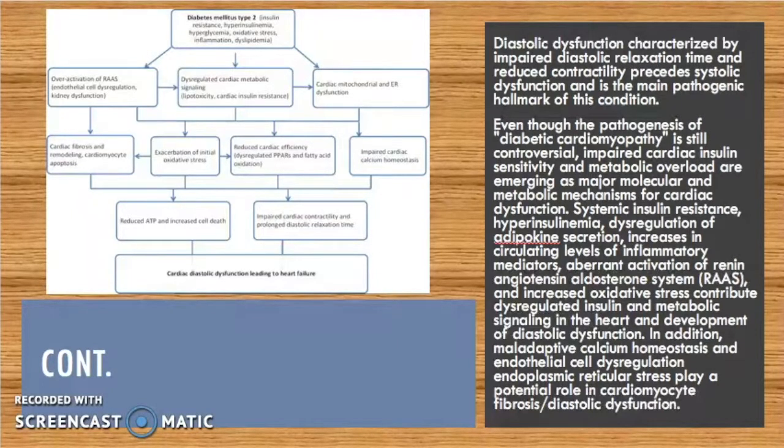Systemic insulin resistance, hyperinsulinemia, dysregulation of adipokine secretion, increases in circulating levels of inflammatory mediators, aberrant activation of the renin-angiotensin-aldosterone system, and increased oxidative stress contribute to dysregulated insulin and metabolic signaling in the heart and development of diastolic dysfunction. In addition, maladaptive calcium homeostasis, endothelial cell dysregulation, and endoplasmic reticular stress play a potential role in cardiomyocyte fibrosis and diastolic dysfunction.